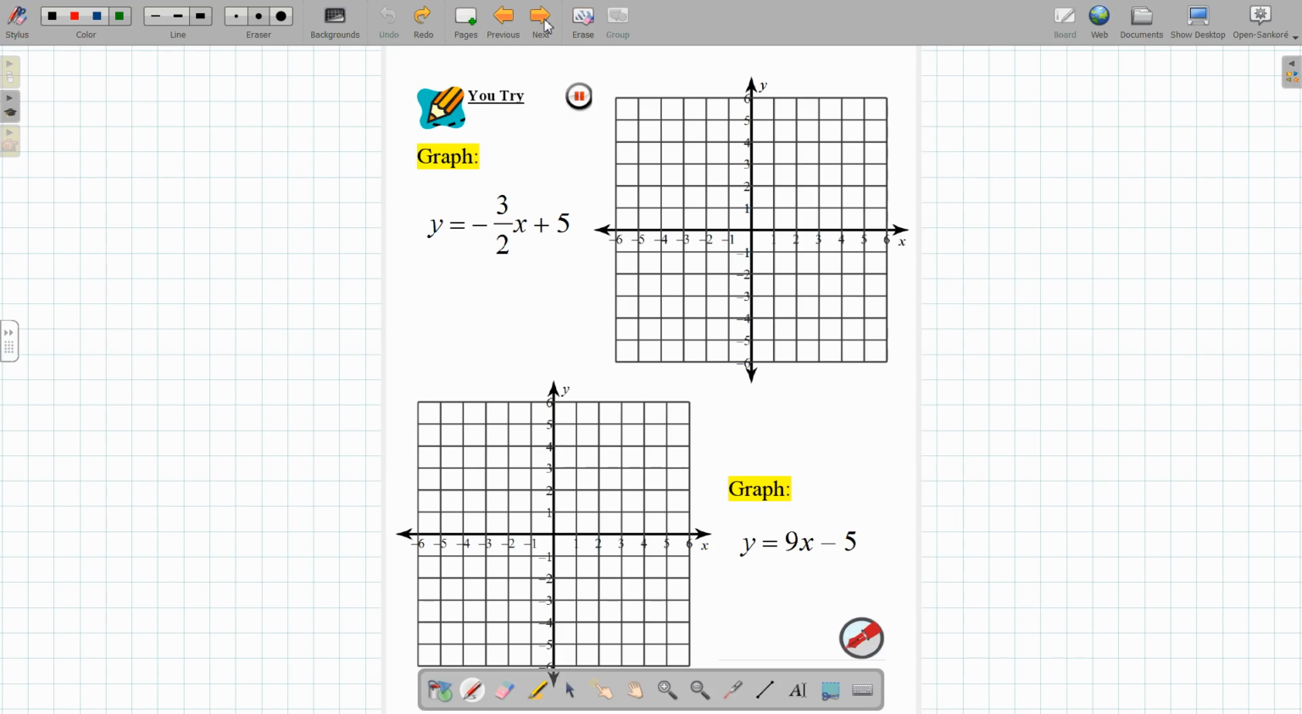Welcome back. Let's take a look. This one, my B is 5. I'm just going to shortcut. I'm not going to do all the work. It's 5. My slope is negative 3/2. So I want my line to go down from left to right. So I'm going to go down 3 over 2. I could have easily gone up 3 if I wanted to and over 2 this way. You should have gotten the same thing. Your line looks like so.